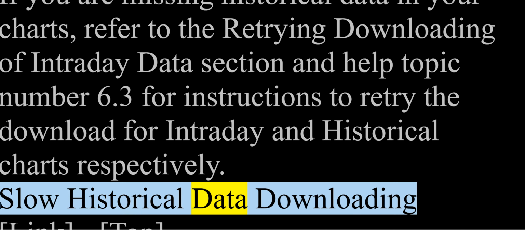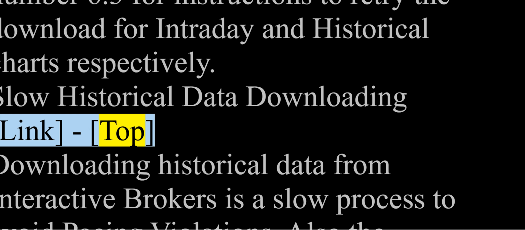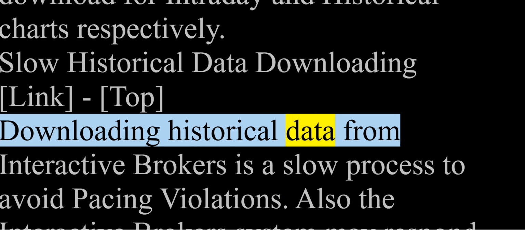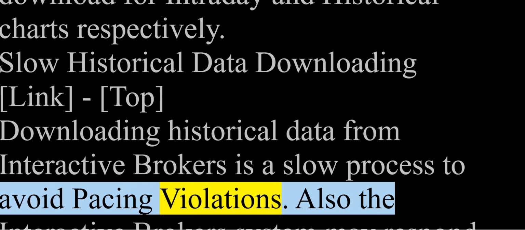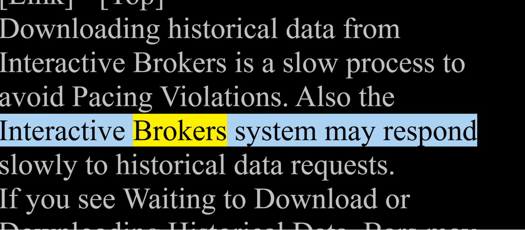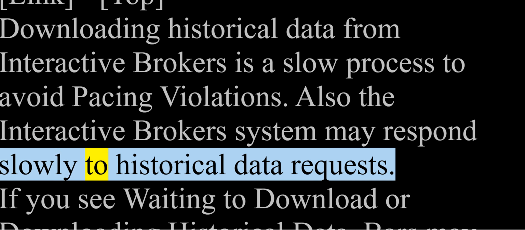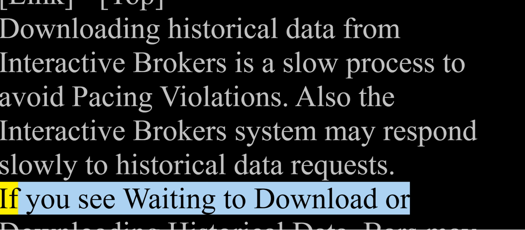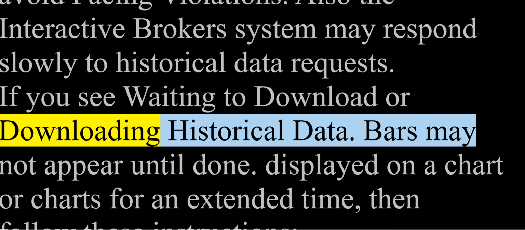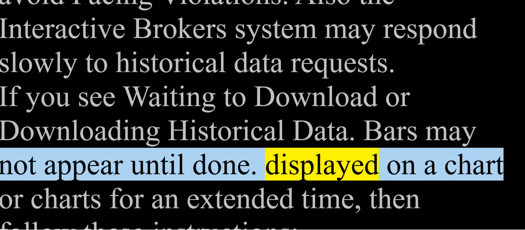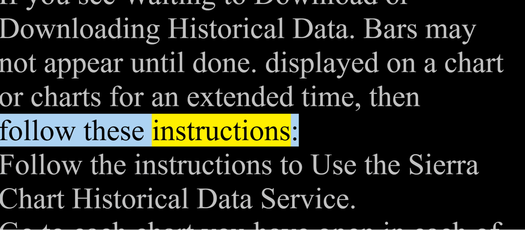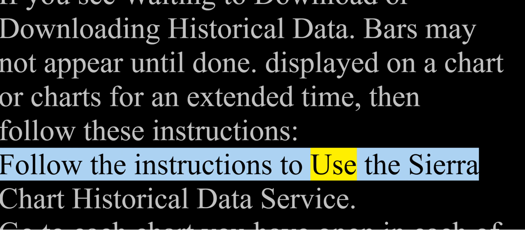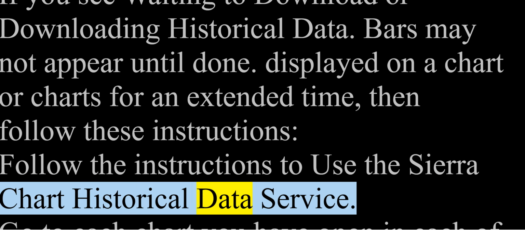Slow historical data downloading. Downloading historical data from Interactive Brokers is a slow process to avoid pacing violations. Also, the Interactive Brokers system may respond slowly to historical data requests. If you see "Waiting to download" or "Downloading historical data, bars may not appear until done" displayed on a chart or charts for an extended time, then follow these instructions. Follow the instructions to use the Sierra Chart Historical Data Service.